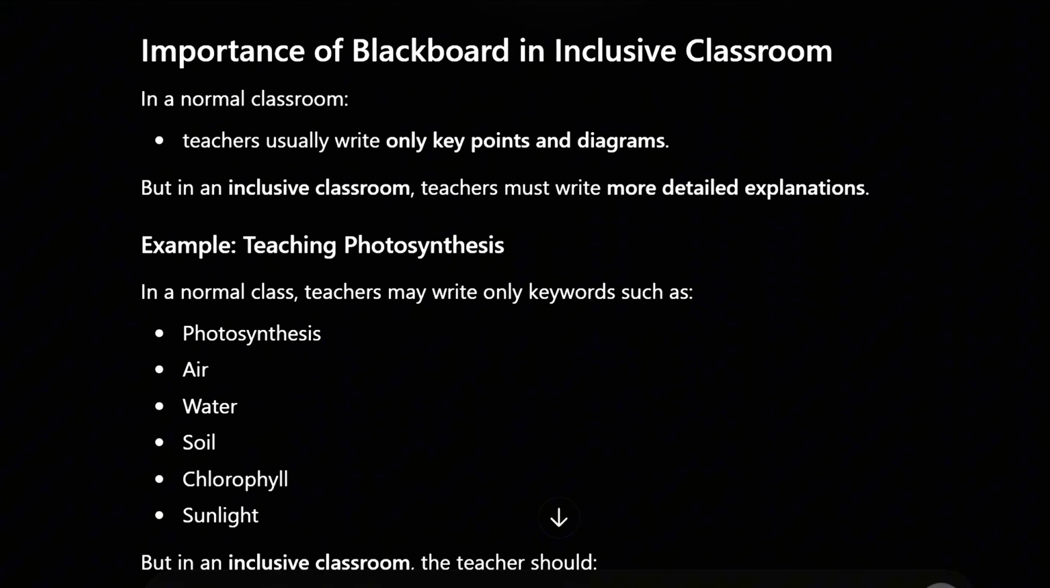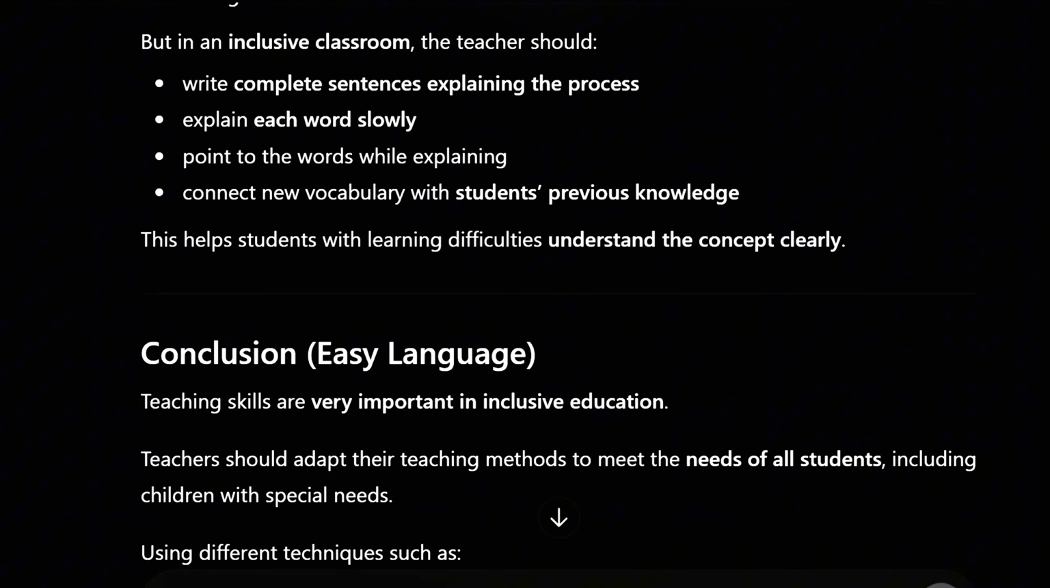Importance of blackboard in inclusive classroom. In a normal classroom, teachers usually write only key points and diagrams, but in an inclusive classroom, teachers must write more detailed explanations. Example, teaching photosynthesis. In a normal class, teachers may write only keywords such as photosynthesis, air, water, soil, chlorophyll, sunlight. But in an inclusive classroom, the teacher should write complete sentences explaining the process, explain each word slowly, point to the words while explaining, connect new vocabulary with students' previous knowledge. This helps students with learning difficulties understand the concept clearly.